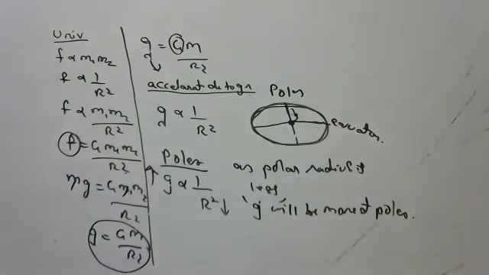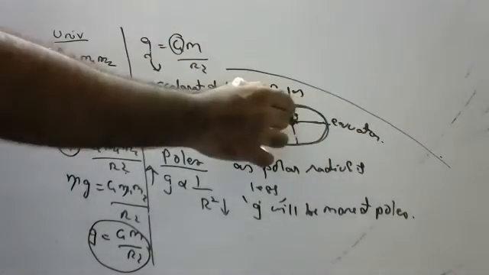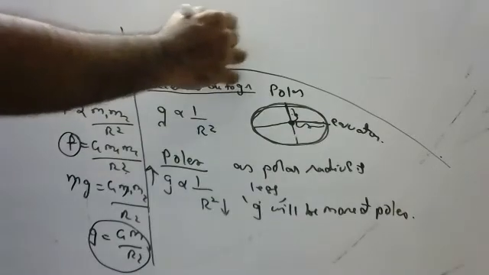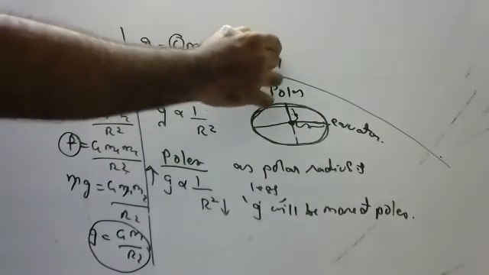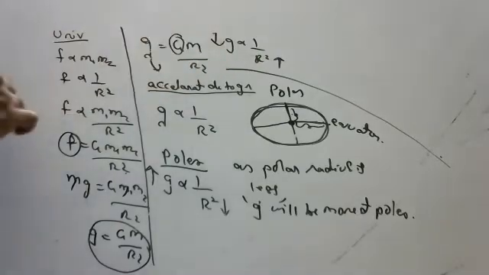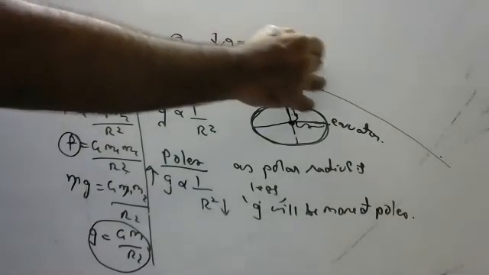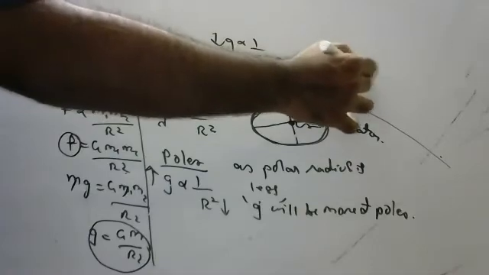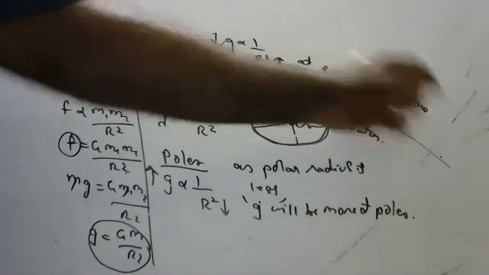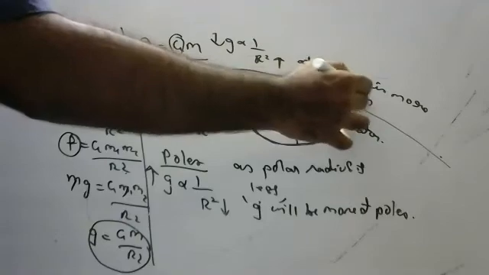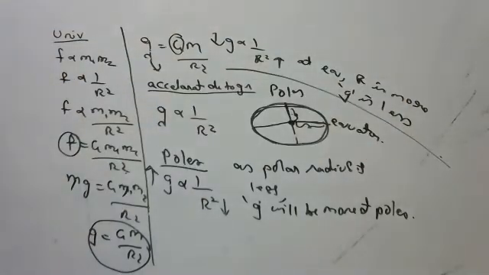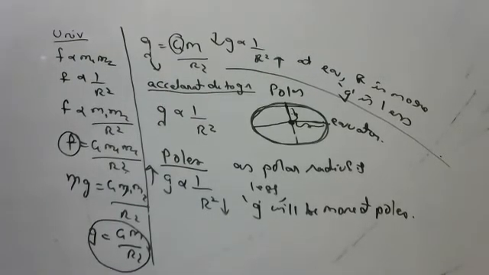Now let's go to the equator. At the equator, this radius is high. g is inversely proportional to r square. At the equator, the radius is high, so acceleration due to gravity will be less. Compared to the poles, the radius is more at the equator, so gravity will be less at the equator.